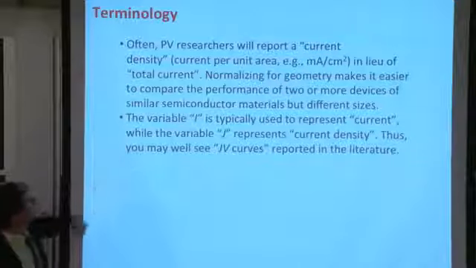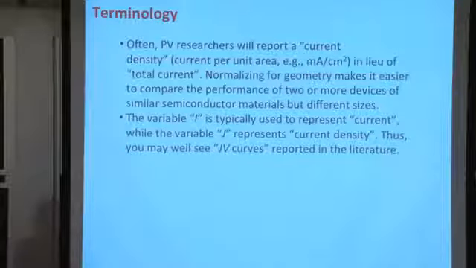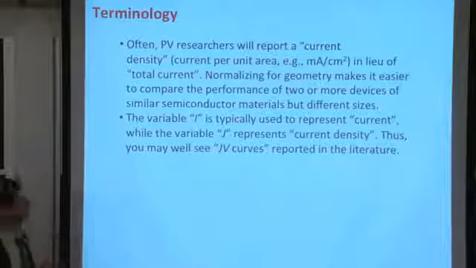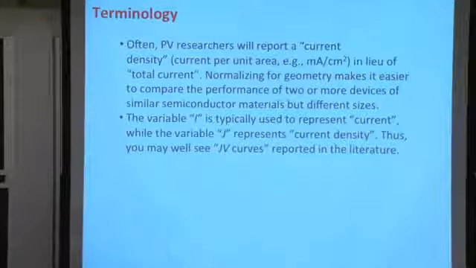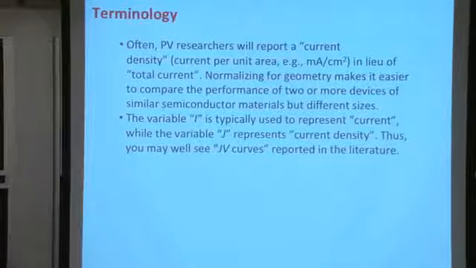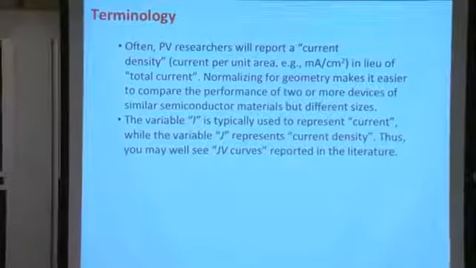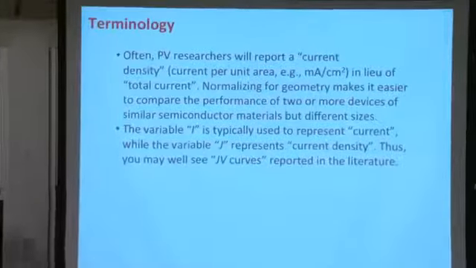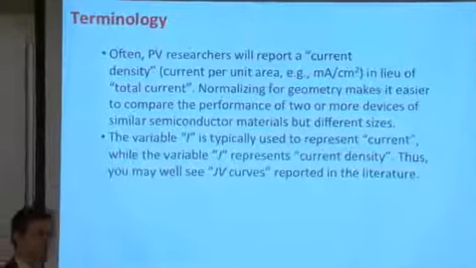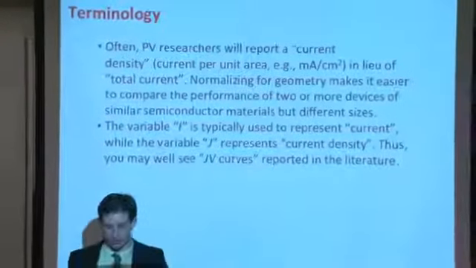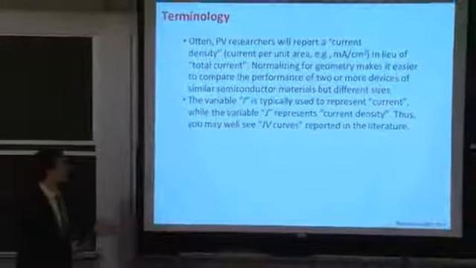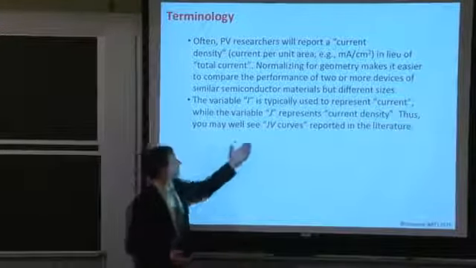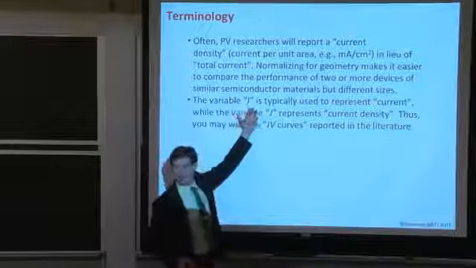Most often, PV researchers will report a current density, in other words, a current per unit area, instead of the actual current coming out of the solar cell device. So what you've been measuring here off of the DAC has been current, the total current output from that device. It might be a really tiny number, and it might be difficult to compare against other sized devices. So what solar cell researchers often do is normalize the current by the area to get a current density, and we'll call current density J, and we'll call current I.